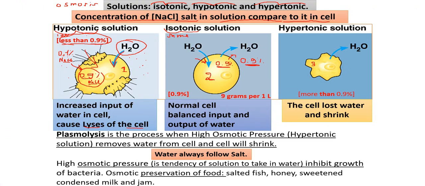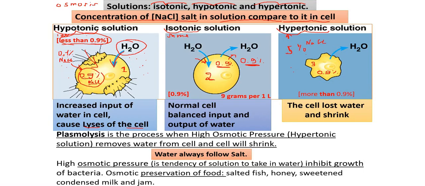And if we put cell number 3 in the hypertonic solution, hyper means high concentration of the salt. So it means inside of the cell we always have 0.9% of the salt. And this solution around it, hypertonic, will be more than 0.9. So it could be, for example, a concentration of 5% of the salt inside of this solution.